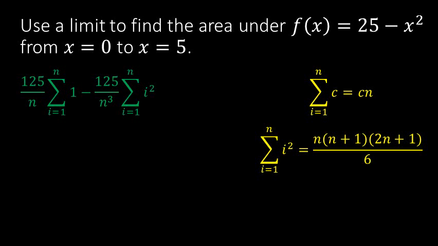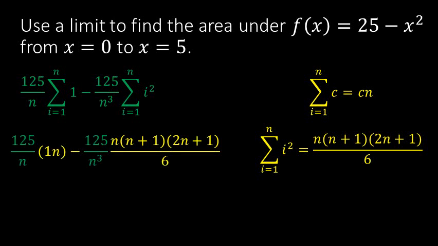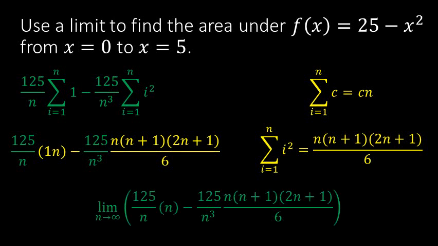From your work with series in Algebra 2 and Pre-Calculus, recall the formulas written in yellow for the sum of the first n terms of a series with constant terms, c, and for the sum of the first n terms of the series 1 squared plus 2 squared plus 3 squared and so on up to n squared. I'll use these formulas to replace the sigma expressions. And then I'll find the limit of this expression as n approaches infinity. So this will represent the limit of the sum of an infinite number of rectangles drawn under the curve.